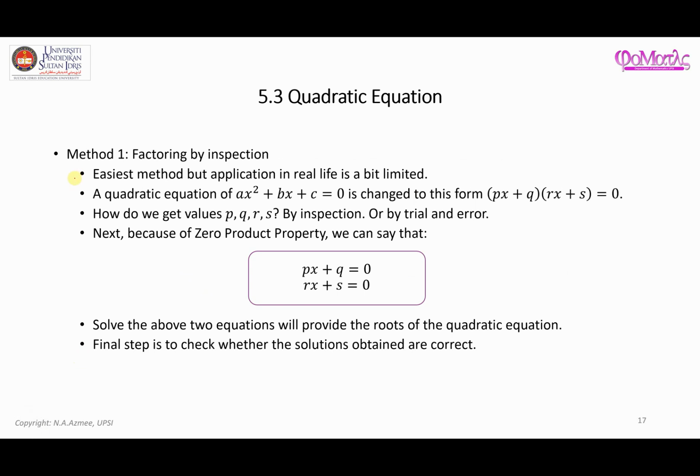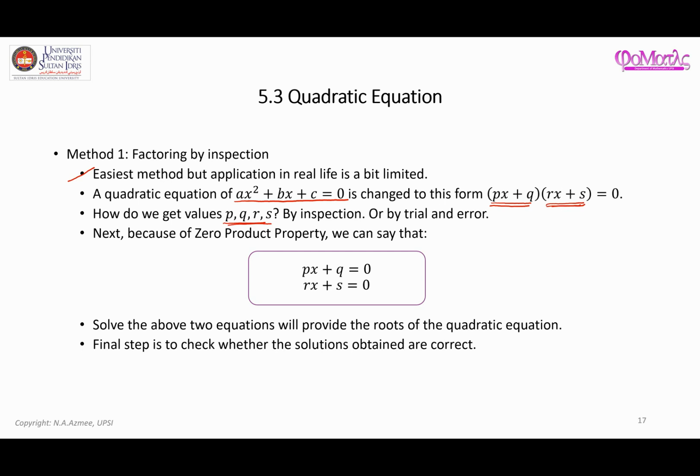So this is actually a very easy method, but the application is a bit limited because the equation is not exactly very easy to solve by inspecting or just by seeing it. But anyway, how we can solve this quadratic equation is by changing the form of the quadratic equation into a multiplication of two items here. And how do we get the values P, Q, R, and S? That is purely by inspection or trial and error.